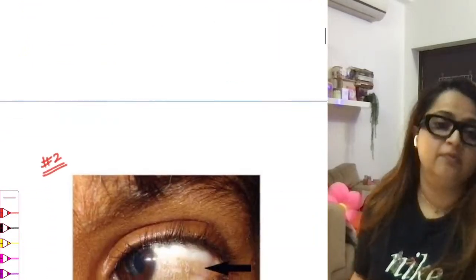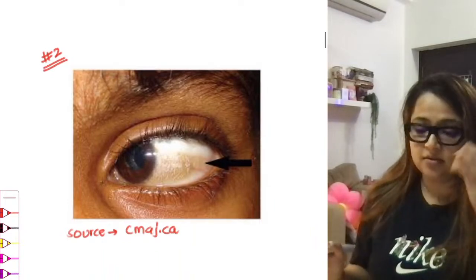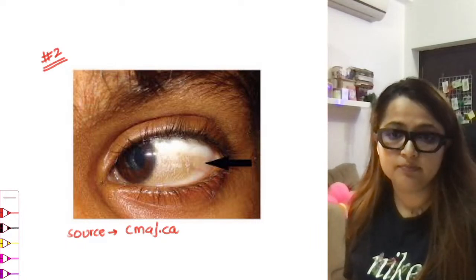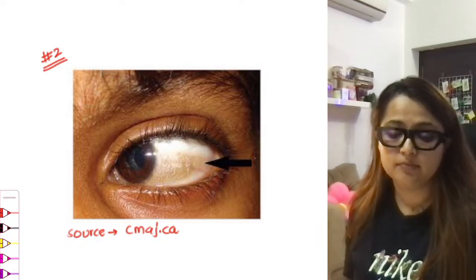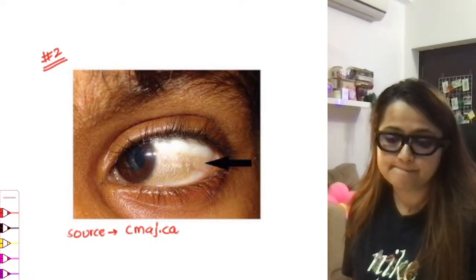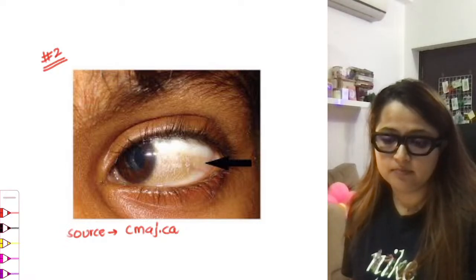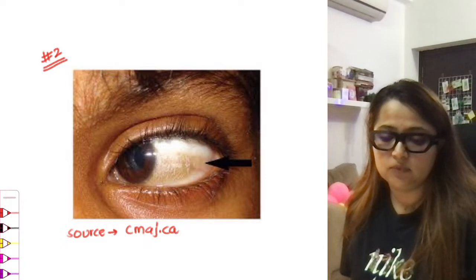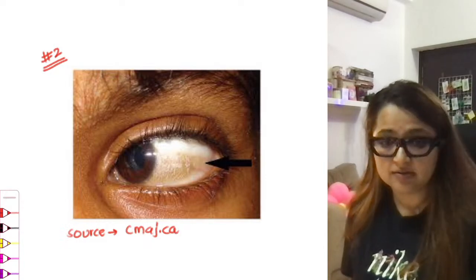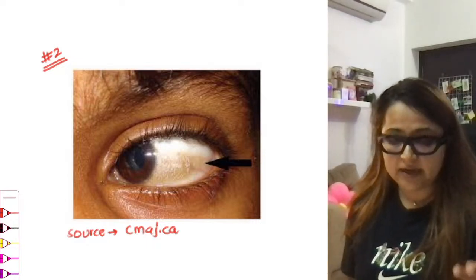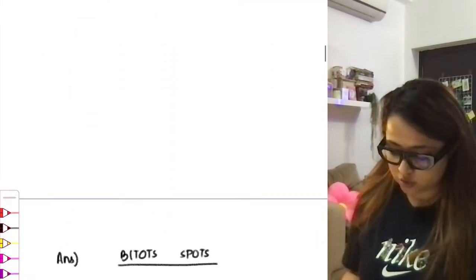Moving on to picture number two. This is a very famous picture. Let me see who can answer this. What is shown in this picture? Okay, the answer to this question is that these are Bitot's spots. It has been asked in recent years also, time and again. So this is a picture showing Bitot's spots.